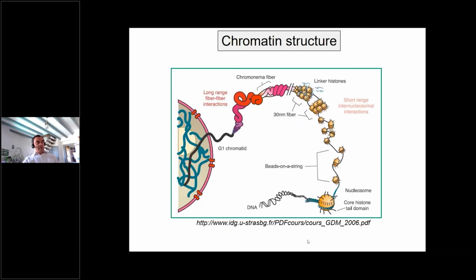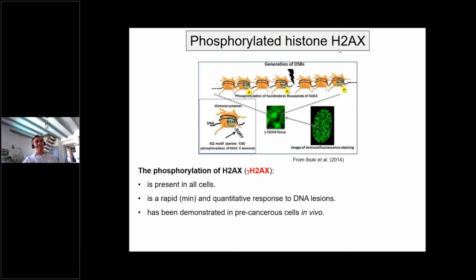So here is a picture of the chromatin. As you know, you have the DNA, and you have the nucleosome. It's a protein, the histone core, that wraps the DNA. In these histones, you have different histones, H1, H2A, H2B, but also you have the variant named H2AX. And when you have a double-strand break, this particular variant, histone H2AX, will be phosphorylated there. And you can look by immunofluorescence staining for the appearance of DNA damage in the cells.